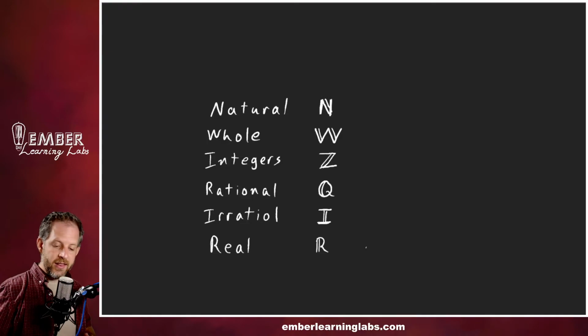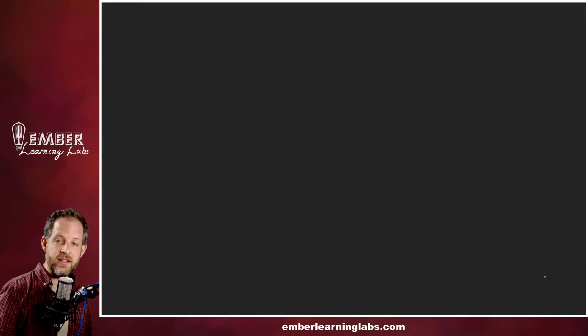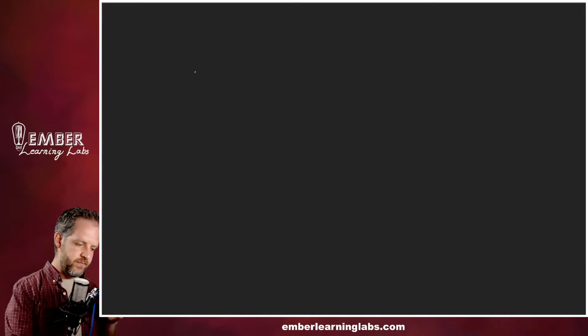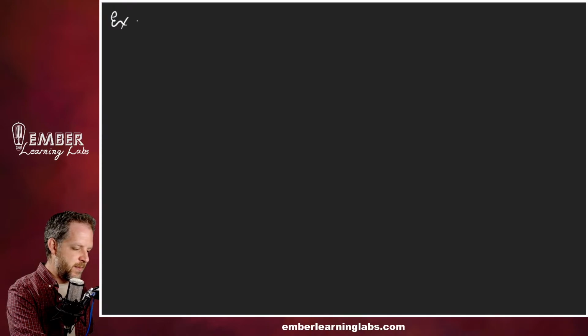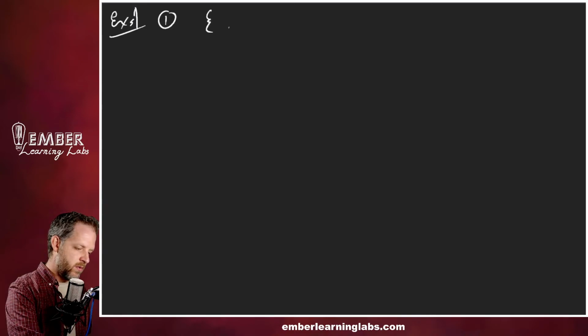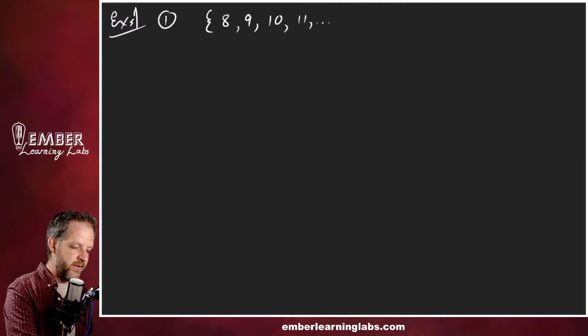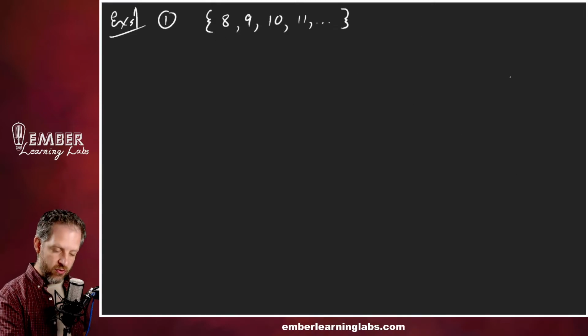Okay, so let's do a couple of examples of rewriting a set in set builder notation. We'll call this examples, and this example 1. And let's do this set. We'll list it in just a generic set notation that's understandable but not so formal. 9, 10, 11, etc. Okay, so this is everything 8 and greater, right?